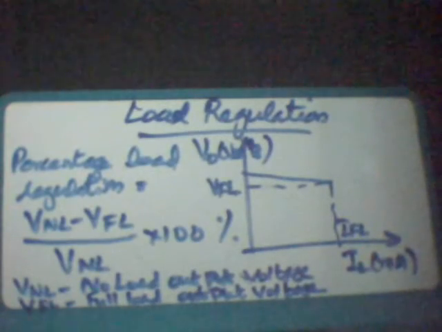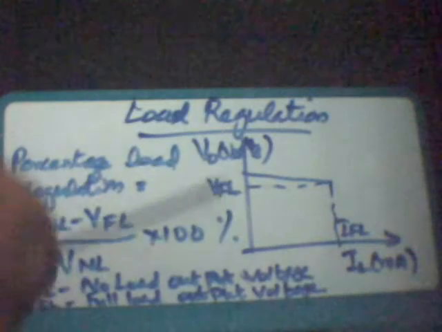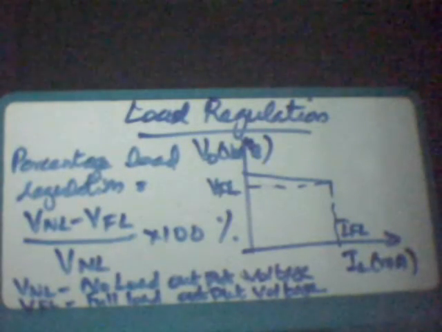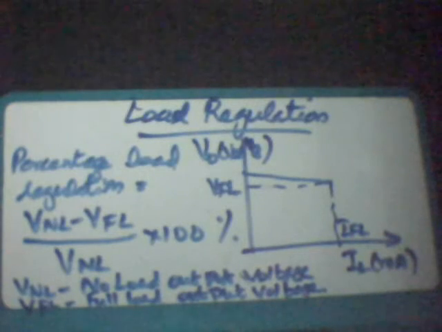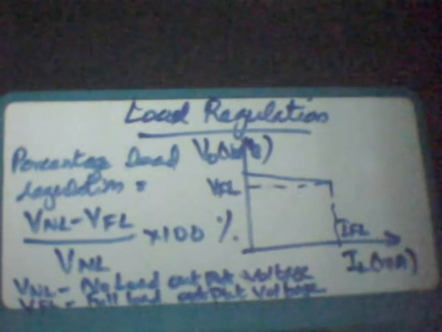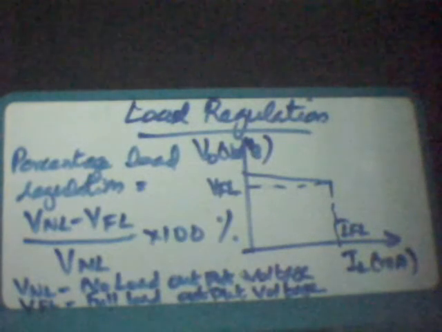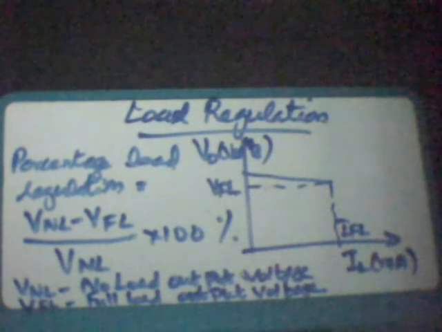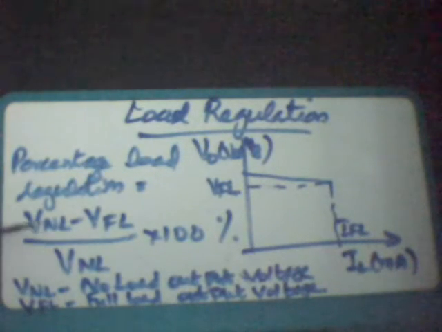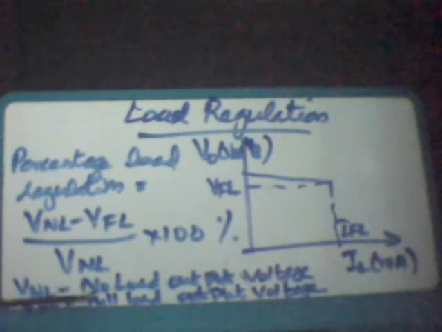The load regulation graph is plotted with load current along the x-axis and the output voltage along the y-axis. So this is a graph of load current versus the output voltage when the input voltage is remaining constant. Load regulation determines the amount of change in output voltage when the load current changes. The percentage load regulation is expressed as (V no load minus V full load) by V no load into 100, where V no load is the no load output voltage and V full load is the full load output voltage. Full load means the output is fully loaded, that is, the load current is maximum.